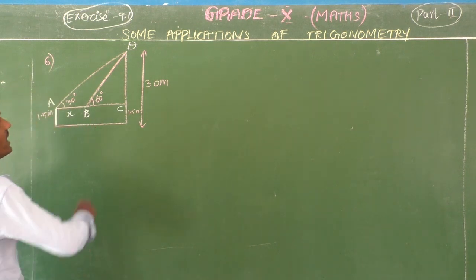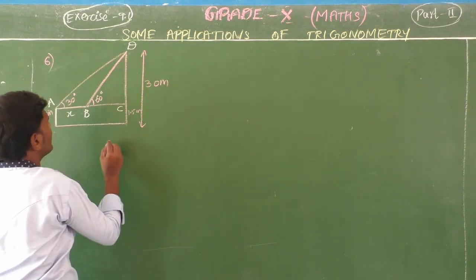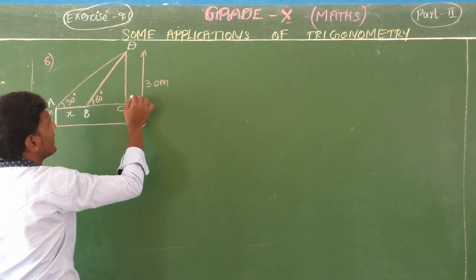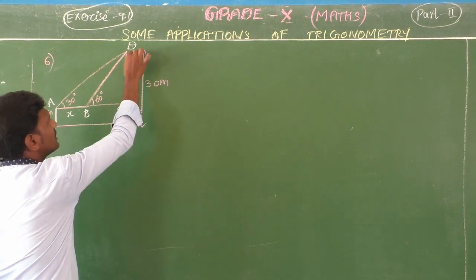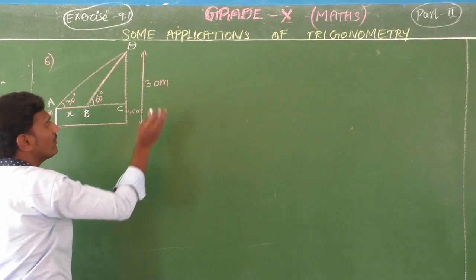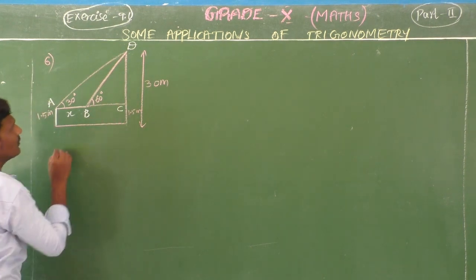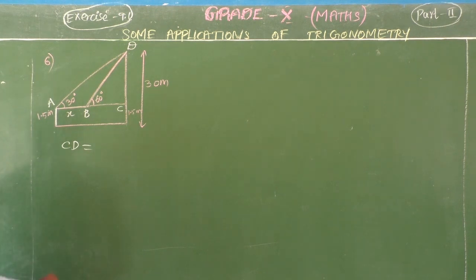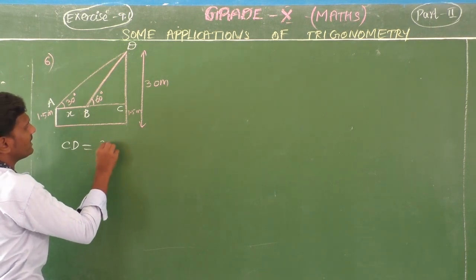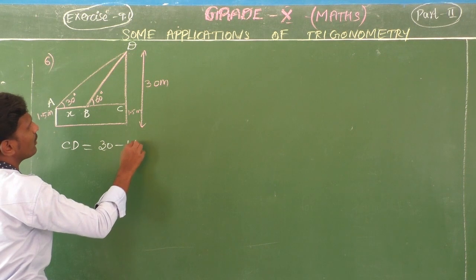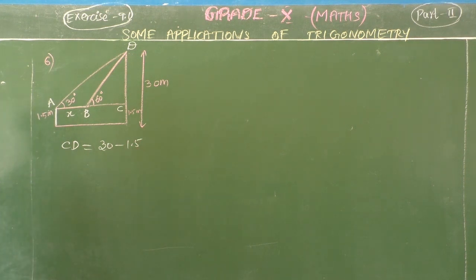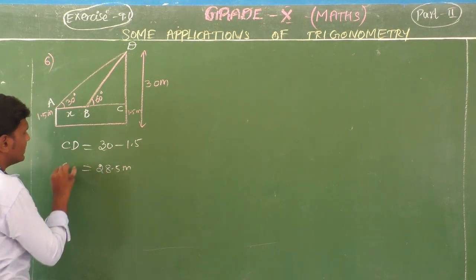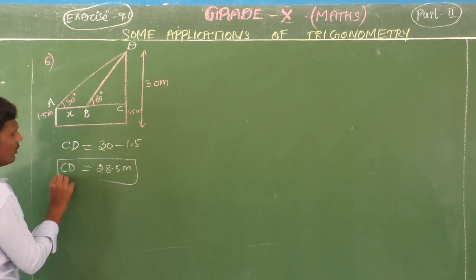That distance is what the boy is going to walk. The total building height is given, that is 30. Here I am going to find CD only. How? The total building height, minus 1.5 meter. So CD is equal to 30 meter minus 1.5, which is equal to 28.5 meter. This is the value of CD.